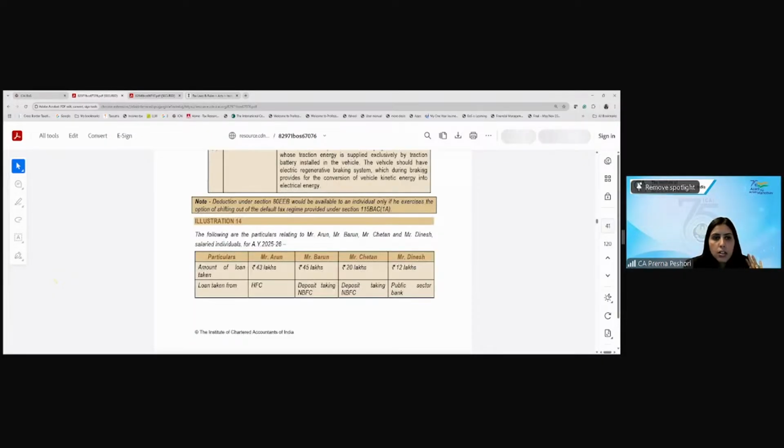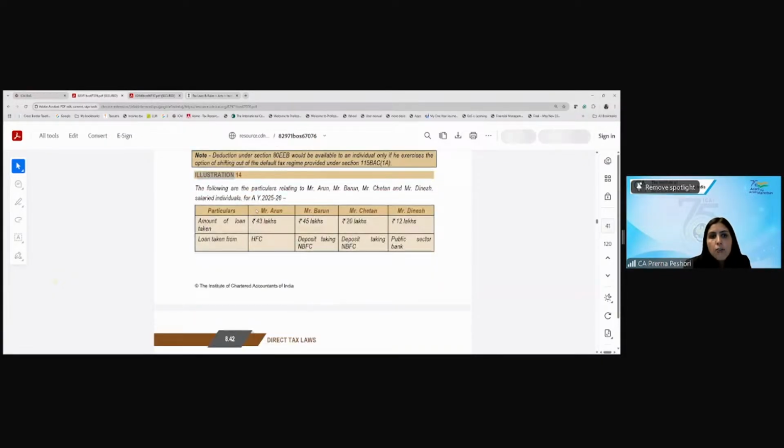Yes? Okay. So this is very, very important for the purpose of calculation where the questions come on 115BAC versus the normal provision. Okay? Normal provision. Let's solve one more question.